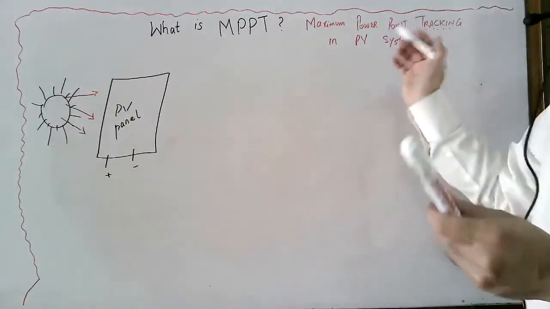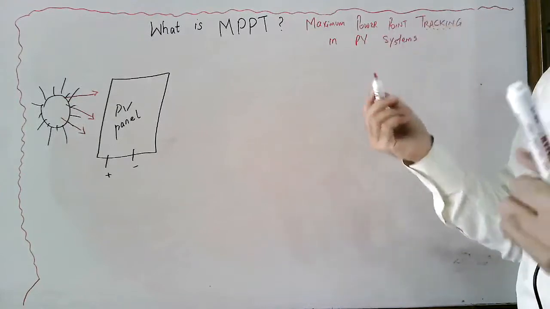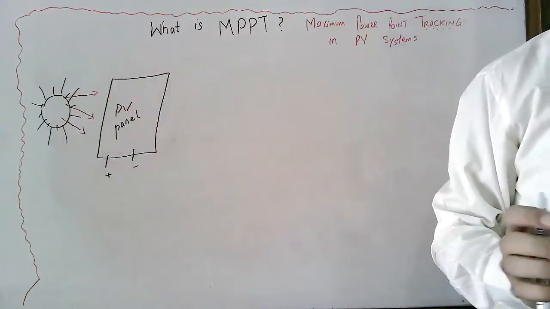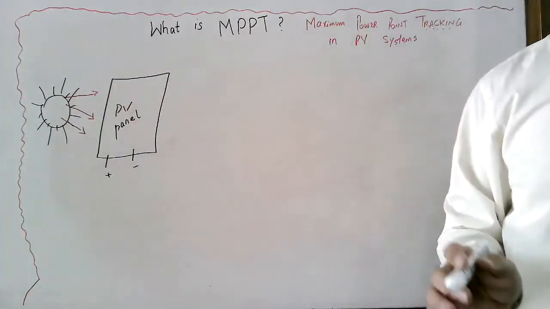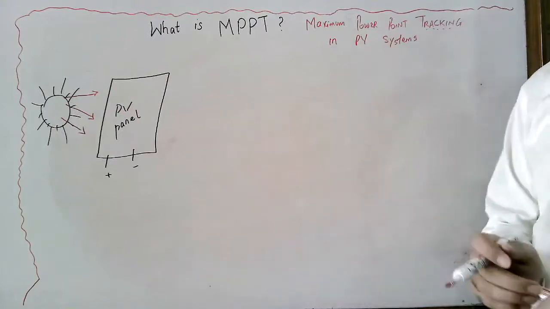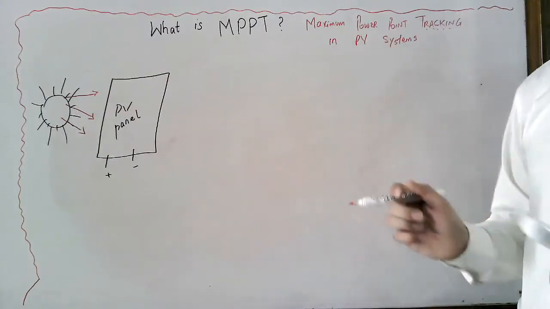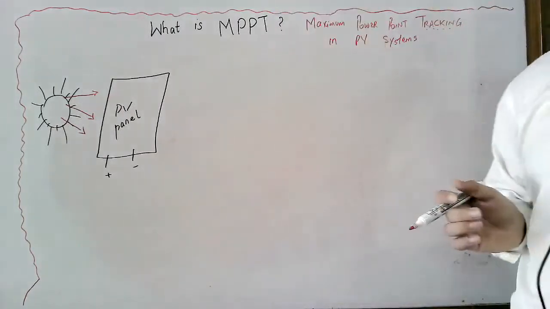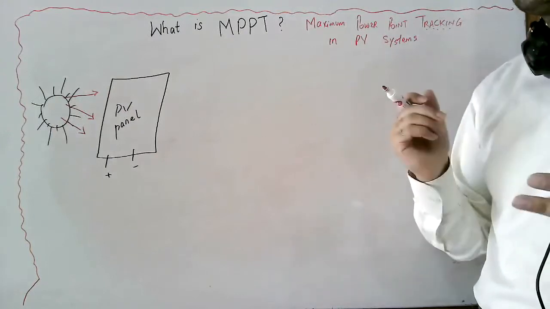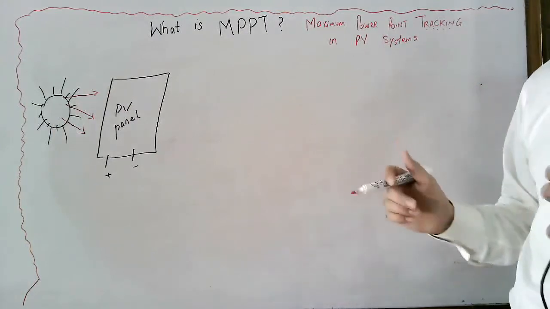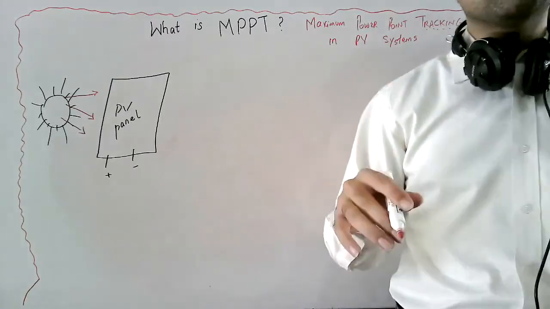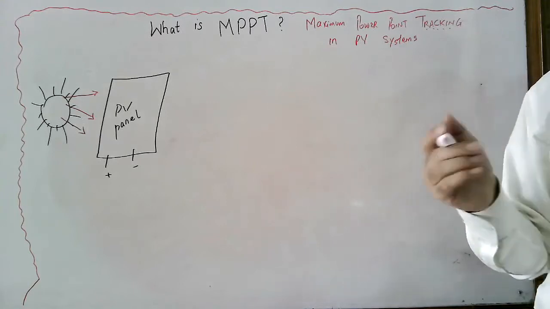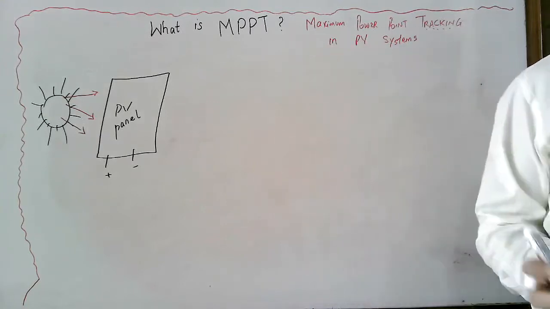So maximum power point tracking means that we are going to extract the maximum available power from the solar panel at every instant of time. Now what does it mean? This is a very broad concept, so keep your eyes and your brain open to understand these things, because I am going to elaborate different things, and then we will conclude how maximum power point tracking is done.